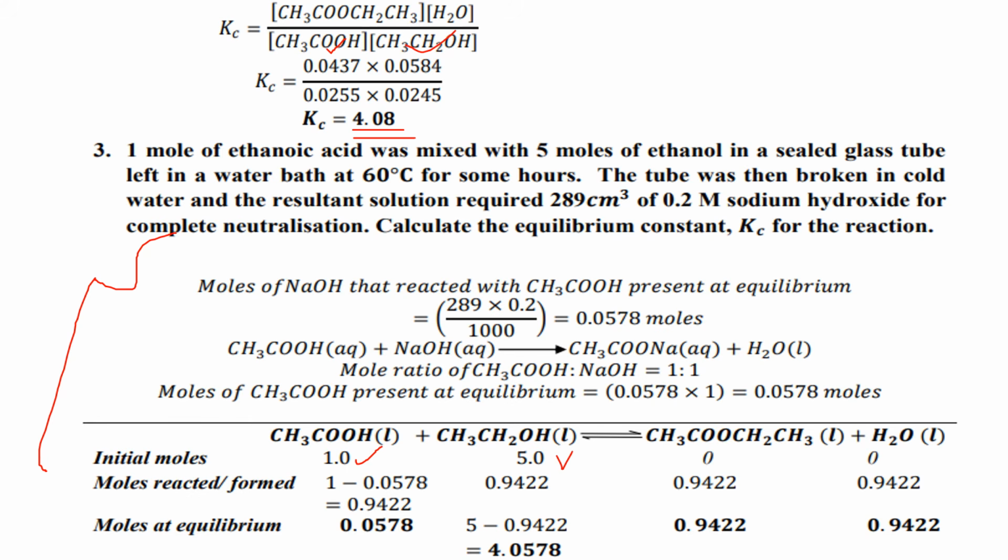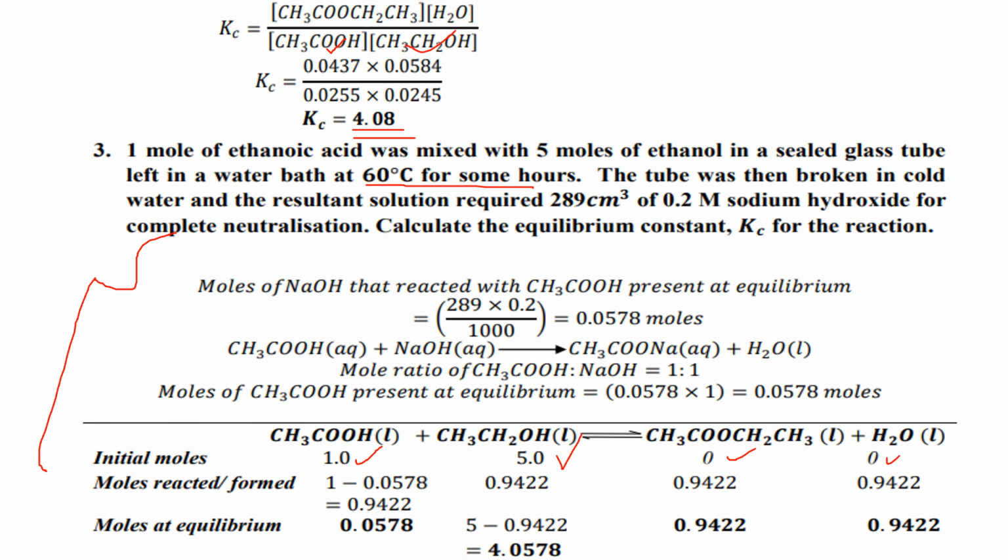So initial moles, this is going to be 1.0 and 5.0. And then initially we don't have any product being formed. That's why it's going to be 0, 0. So proceeding, they told us they kept it at a constant temperature for hours. And this is purposely to let equilibrium be established.